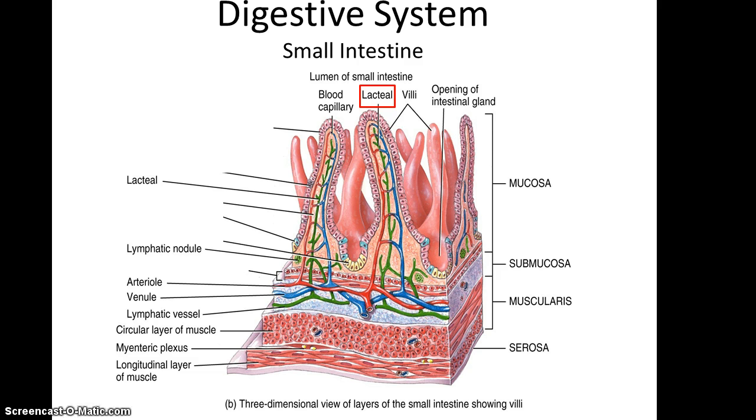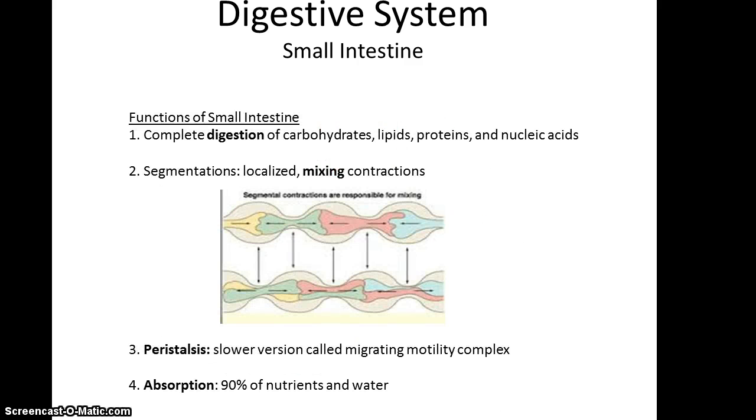And here's just another view of the small intestine. So, functions of the small intestine. Well, obviously it includes the complete chemical digestion of carbohydrates, lipids, proteins, and nucleic acids. It also is engaged in what's called segmentation, which is basically a localized kind of mixing of the chyme that is in the small intestine, where it has a pattern of contractions of its circular muscles that will basically squish the contents back and forth.